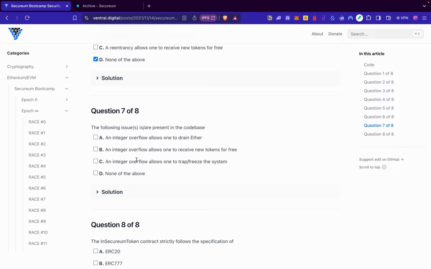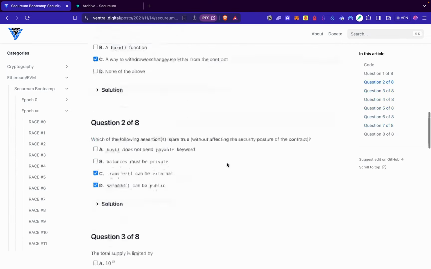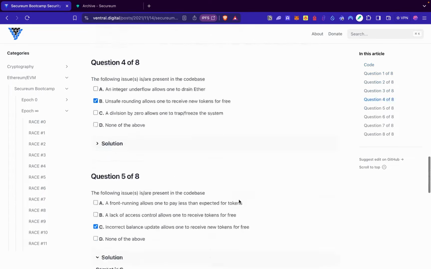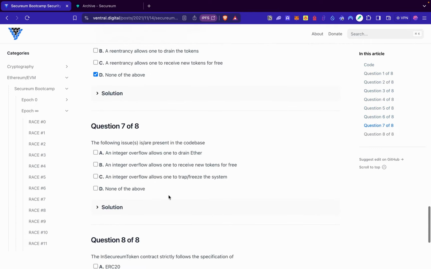An integer overflow allows one to tap or freeze the system. Now this option is being a little bit too dramatic, but there's no integer overflow happening here that would freeze the system. So this is also false. So since everything is false, the correct answer is none of the above.